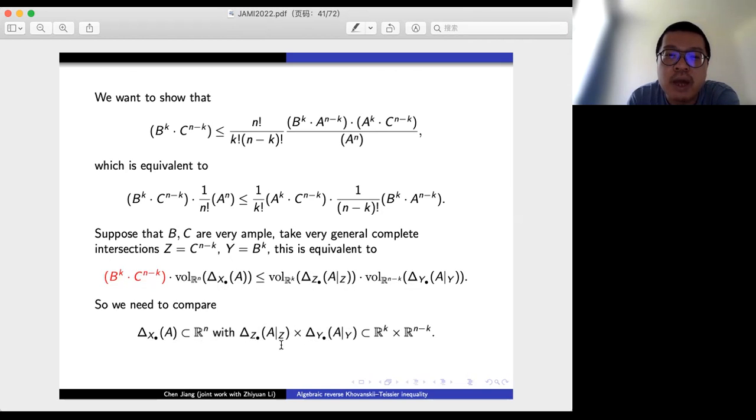We can view them as in the same Euclidean space, right? So if we can say something like this Okounkov body is contained in the product of these two, then at least we can show that without this red constant, the inequality holds. Yeah, actually, this is what we first proved.